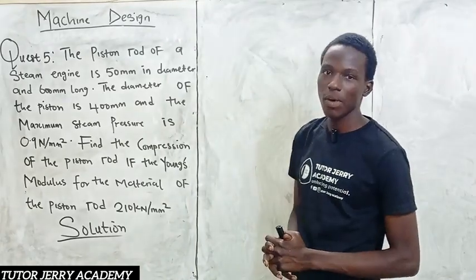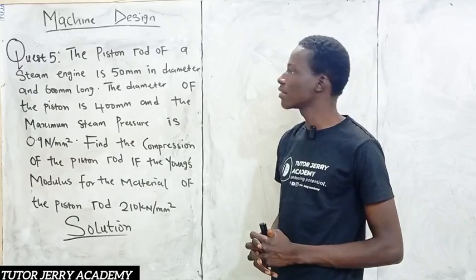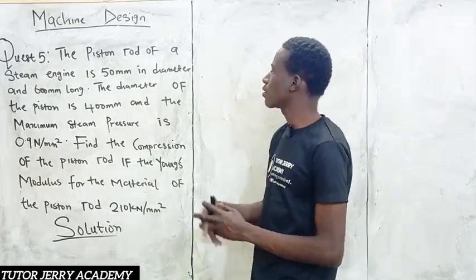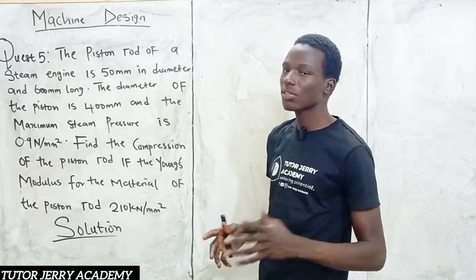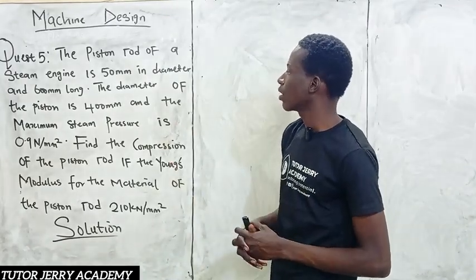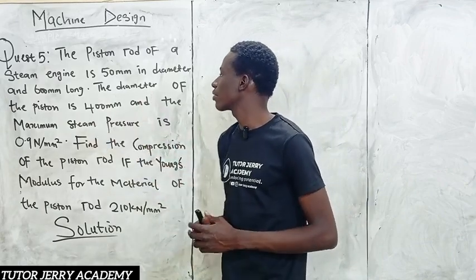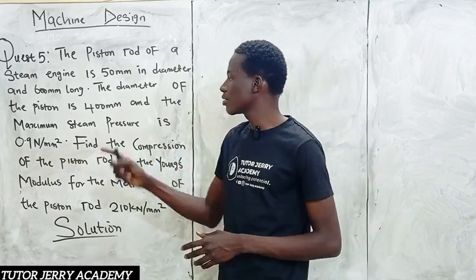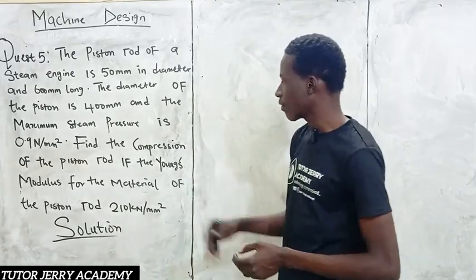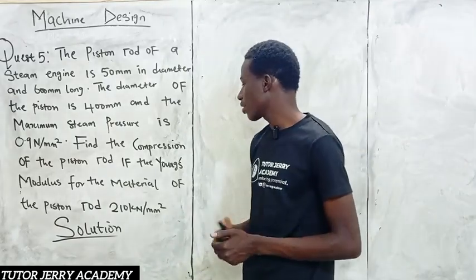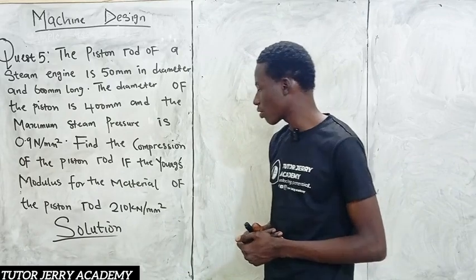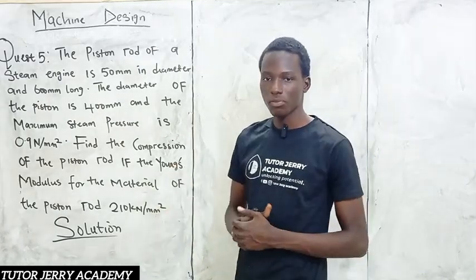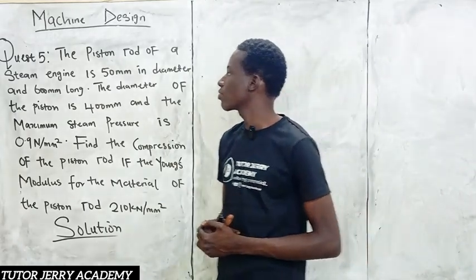Of course, we are on question number 5 on machine design, simple stresses and strain. Now, the question says the piston rod of a steam engine is 50 mm in diameter and 600 mm long. The diameter of the piston is 400 mm and the maximum steam pressure is 0.9 Newton per millimeter square. Find the compression of the piston rod if the Young modulus of the material of the piston rod is 210 kilonewton per millimeter square. So let's bring out our parameters before we start solving.